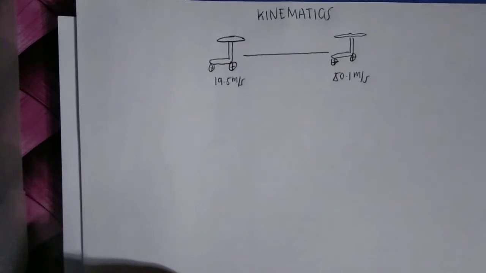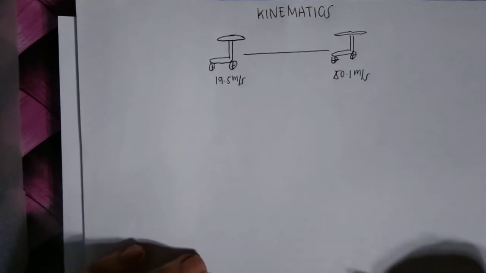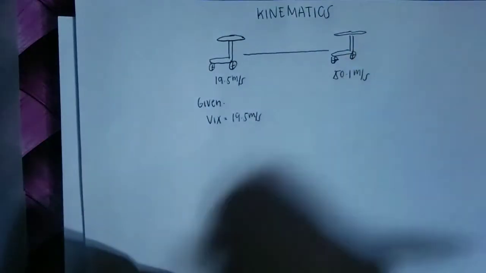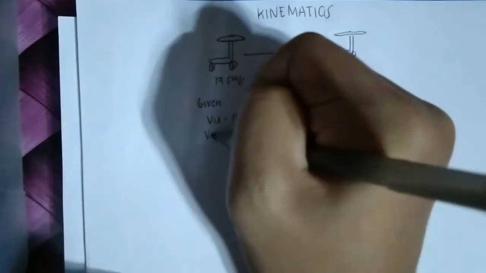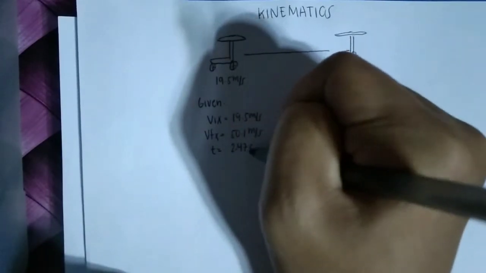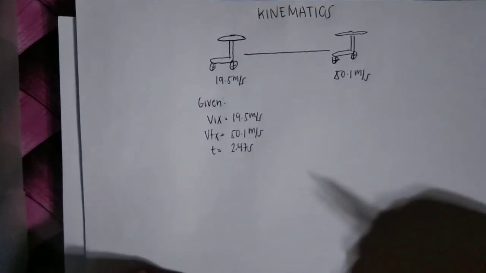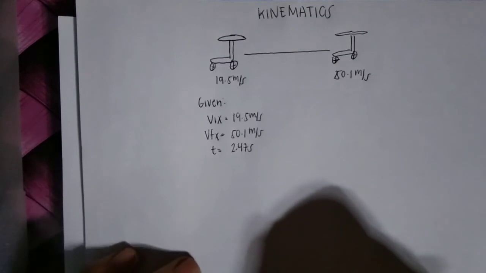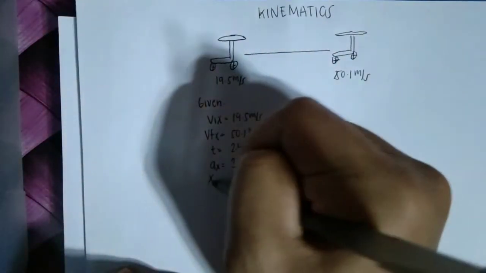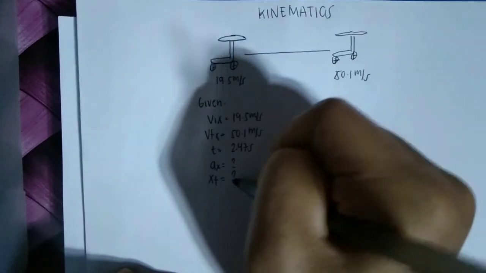After that, we will identify the given, or the known and unknown in the problem. The known are the initial velocity, which is equal to 19.5 meters per second, the final velocity, which is equal to 50.1 meters per second, and the time, which is equal to 2.47 seconds. The unknowns, or what we are looking for in the problem, are the acceleration, which is a question mark for now because it has not been found yet, and the distance traveled by the electric scooter.